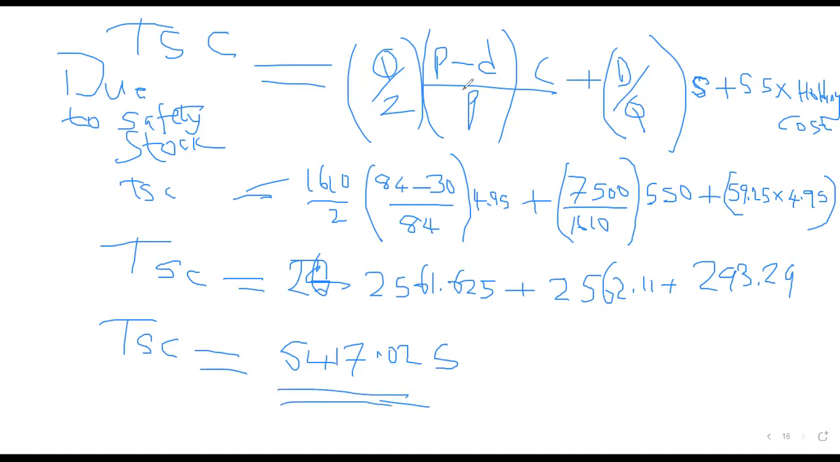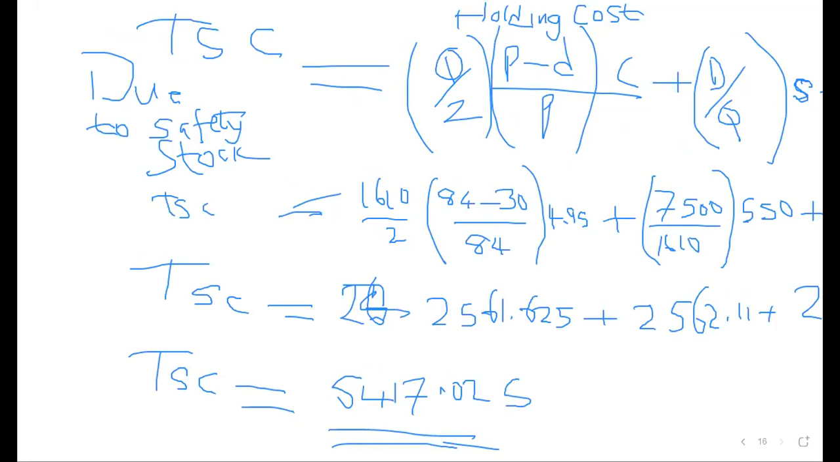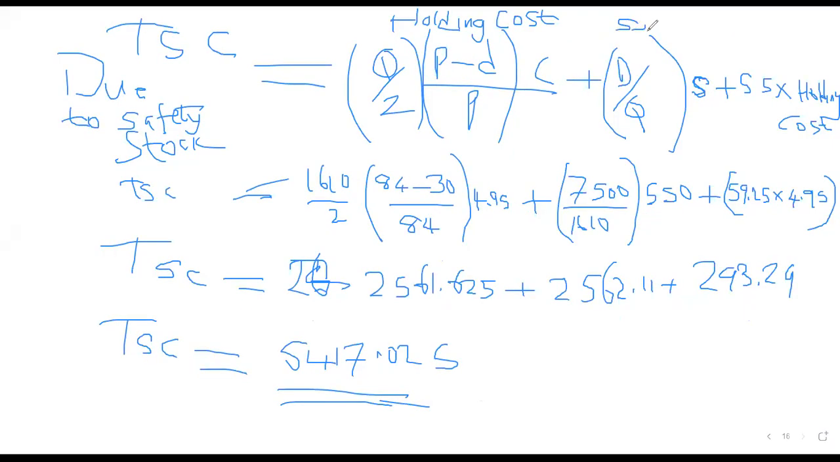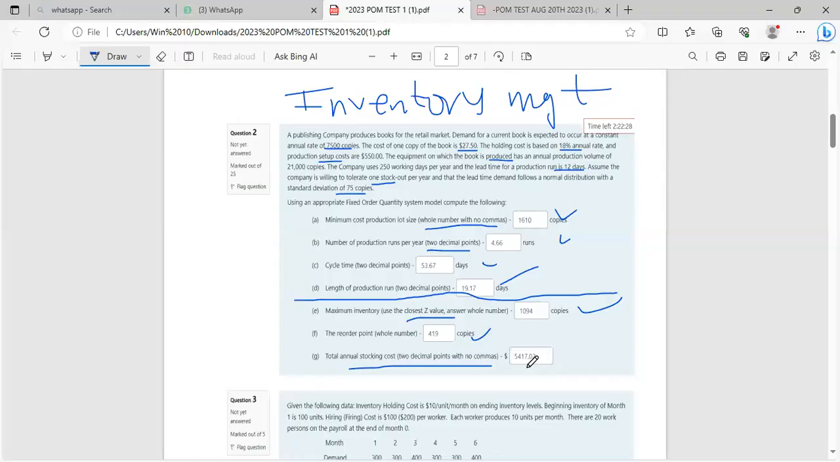This first one is the holding cost, and the other one is the setup cost. So this is how this one was done, and this is how they got this one as well. Getting down to this quiz.